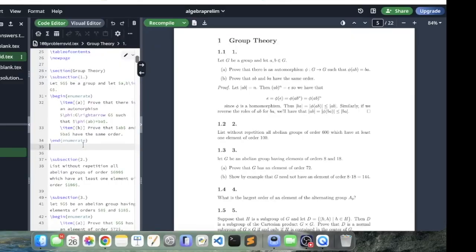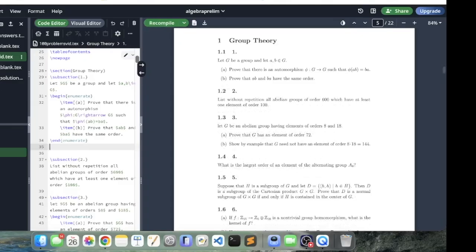Okay, so we're gonna do number 1 first. Let G be a group, A and B in G. Prove that there is an automorphism phi of G. Yes, I've already done this problem before. I'm doing it again.